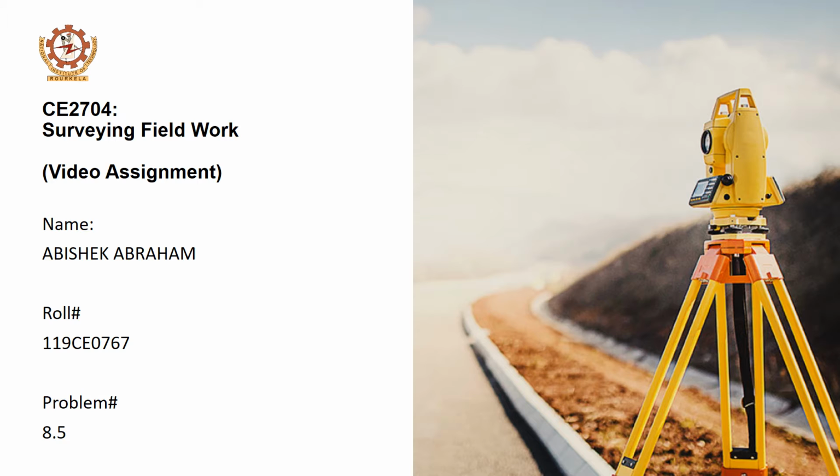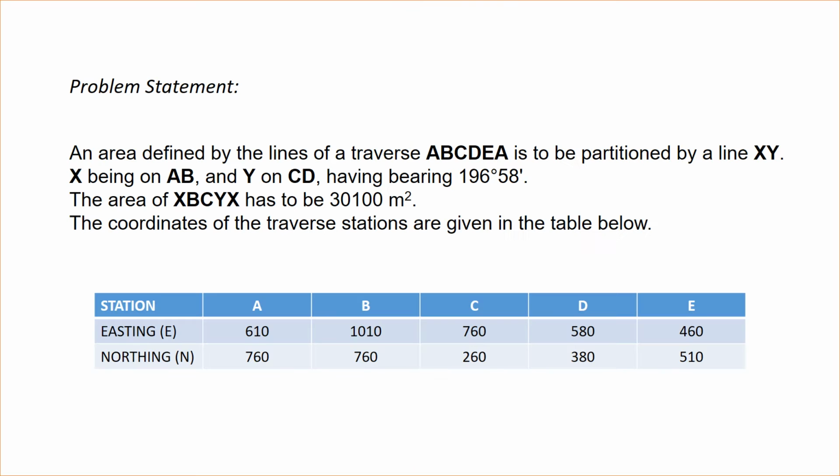Today I will be discussing a problem based on surveying fieldwork, and it is problem number 8.5. The problem statement is: an area defined by the lines of a traverse ABCDEA is to be partitioned by a line XY, X being on AB and Y on CD, having bearing 196 degree 58 minutes. The area of XBCYX has to be 30,100 meter square. The coordinates of the traverse stations are given in the table below. So here we have all the coordinates required.